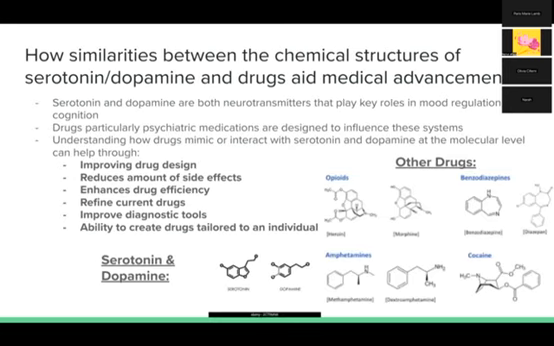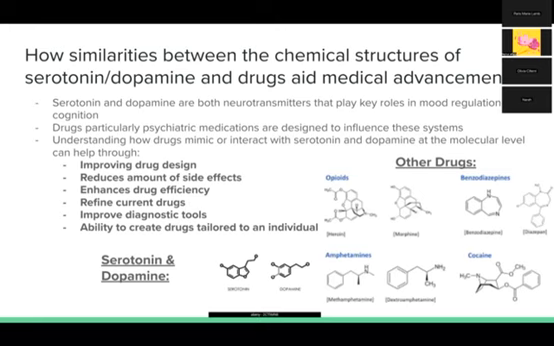How similarities between the chemical structures of serotonin and dopamine and drugs aid medical advancements. Serotonin and dopamine are both neurotransmitters that play key roles in mood regulation and cognition. Drugs, particularly psychiatric medications, are designed to influence these systems. Understanding how drugs mimic or interact with serotonin and dopamine at the molecular level can help through a list of things. Improving drug design: scientists can design drugs that closely mimic the activity of these natural compounds, which reduces the amount of side effects. Researchers can avoid stimulating other receptors that might cause side effects to the patients.